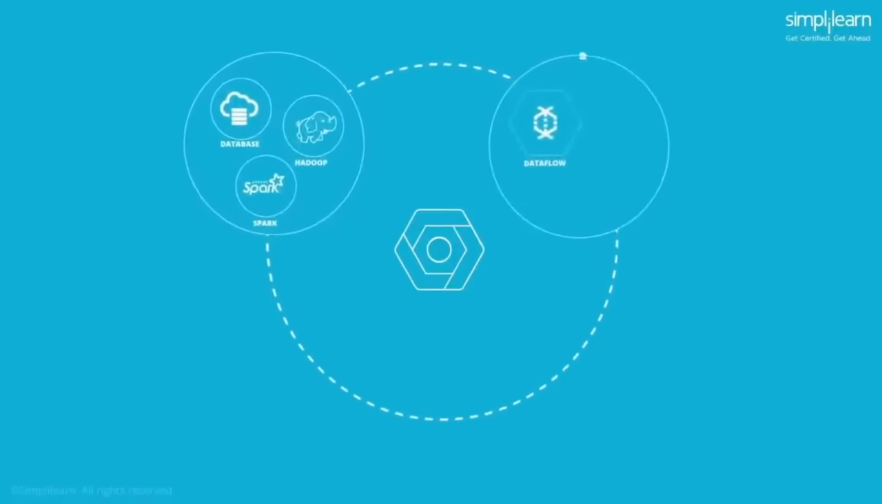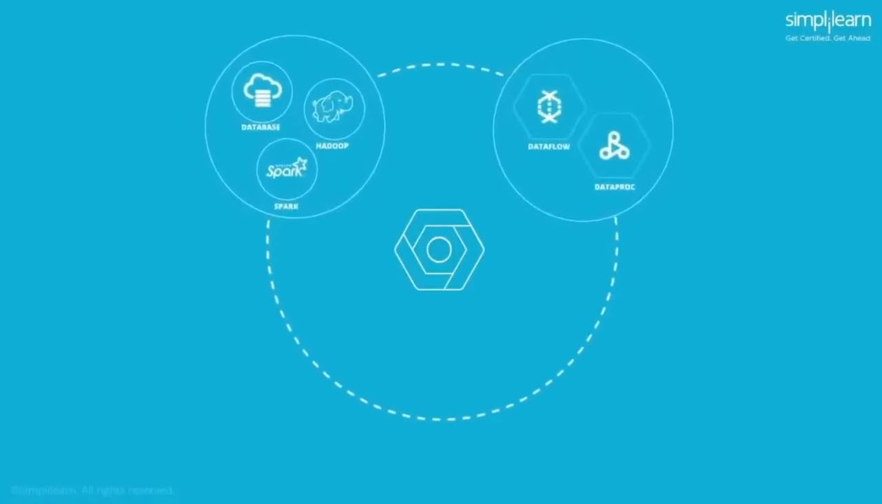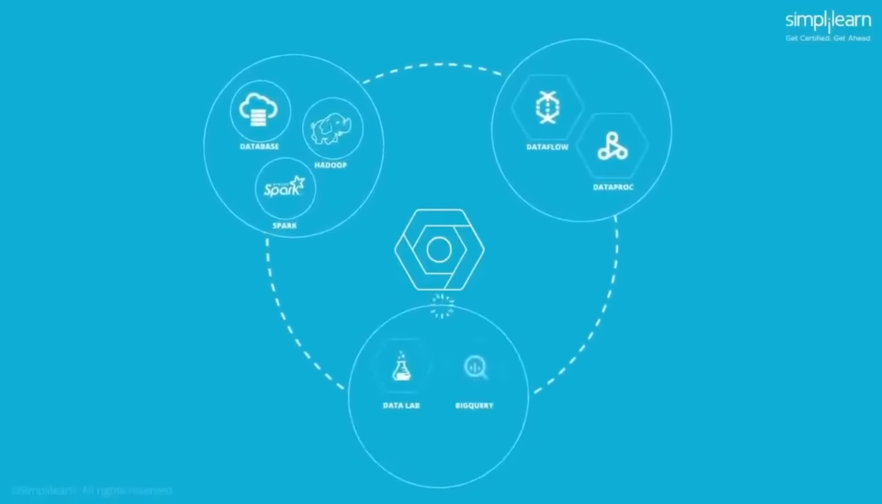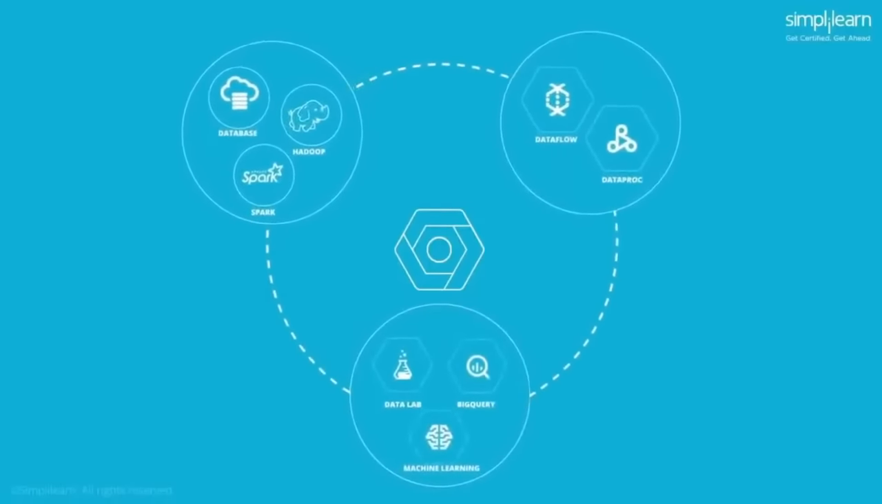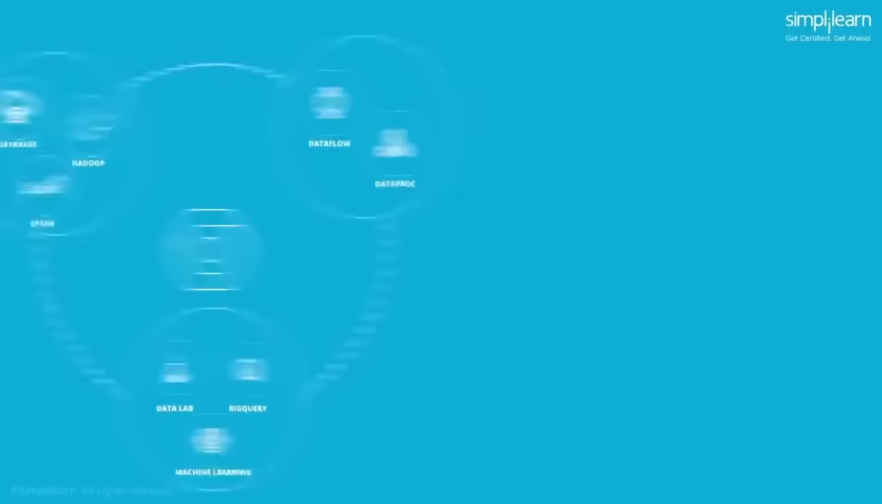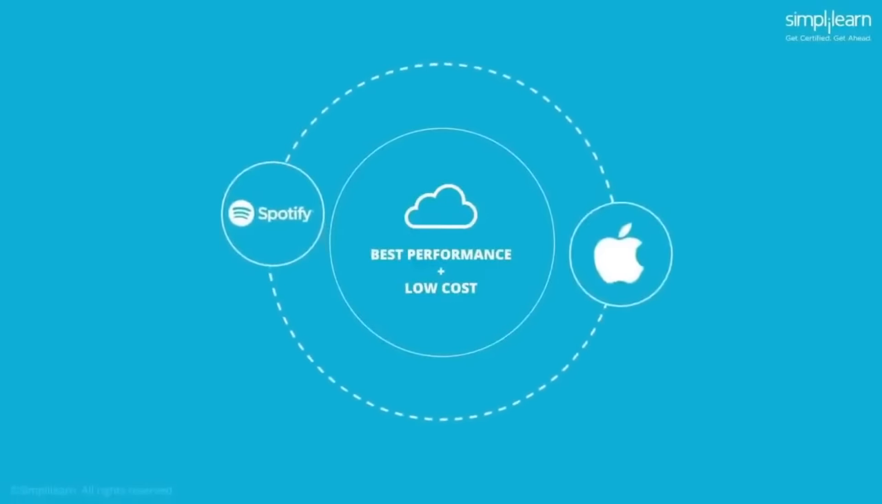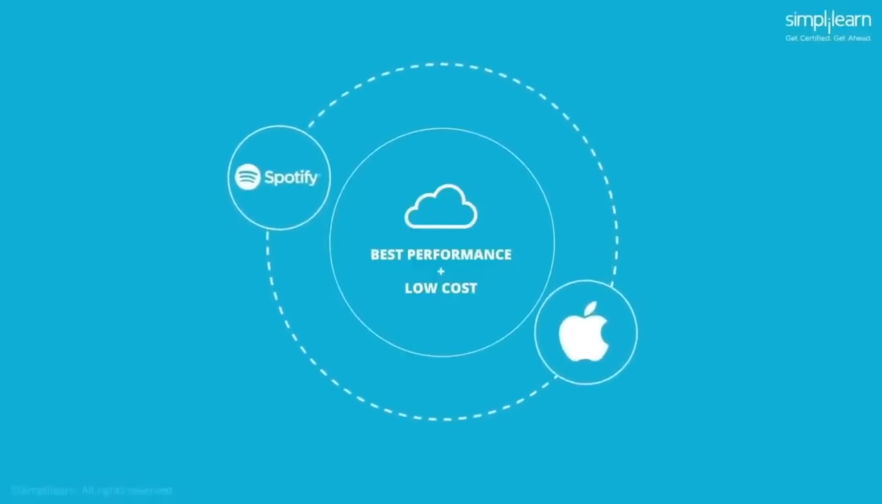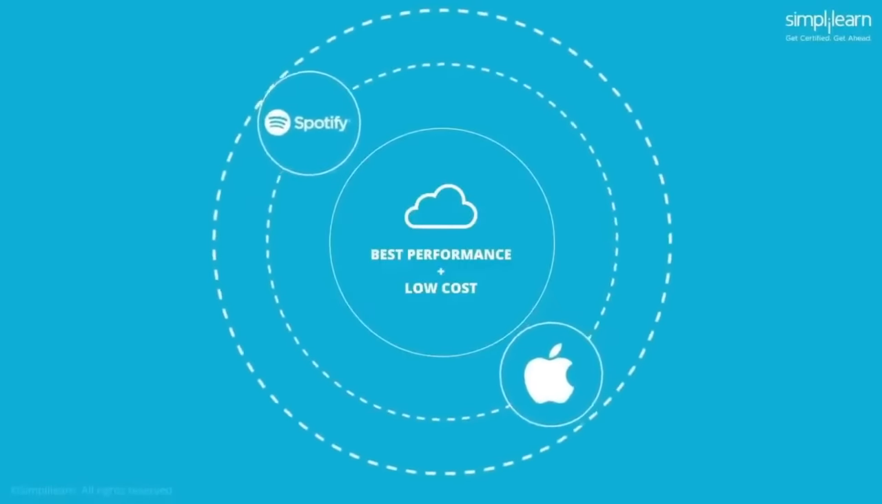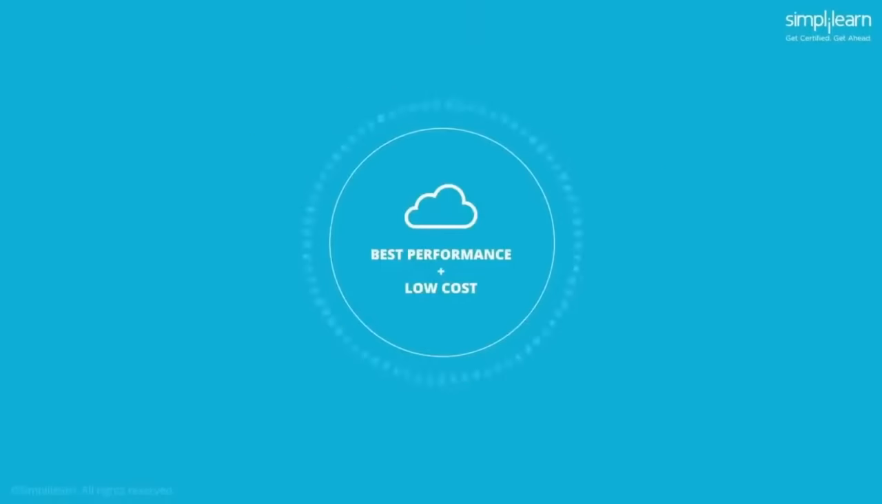With tools like Dataflow and Dataproc, the platform allows for highly scalable and reliable data processing. The Data Lab, BigQuery, and Cloud Machine Learning features make it a great choice for business intelligence, large-scale analytics, and machine learning. Its best-in-class performance and low cost makes Google Cloud popular and sought after. Technology giants like Spotify and Apple have implemented the Google Cloud platform at their organizations, and healthcare and consumer goods leaders like Philips and Coca-Cola are migrating to Google Cloud for their data analytics needs.